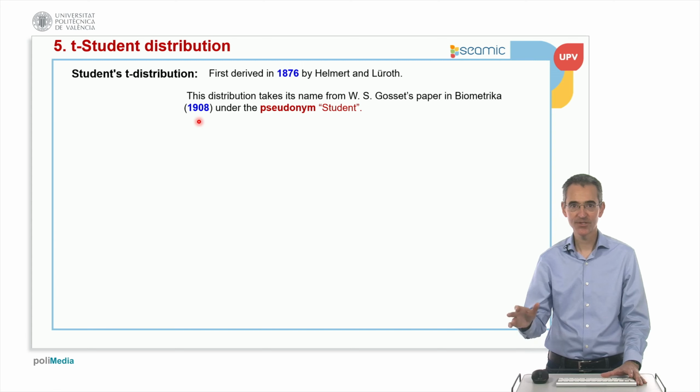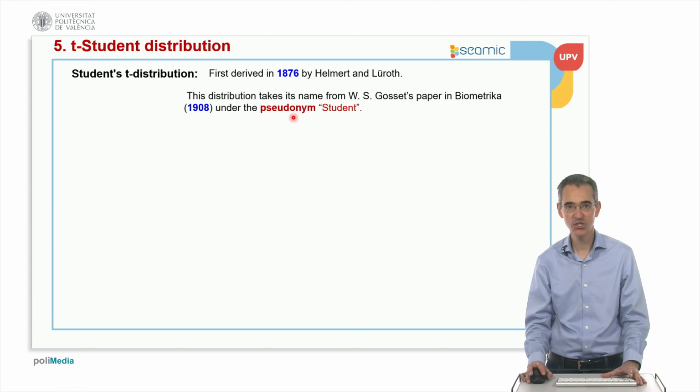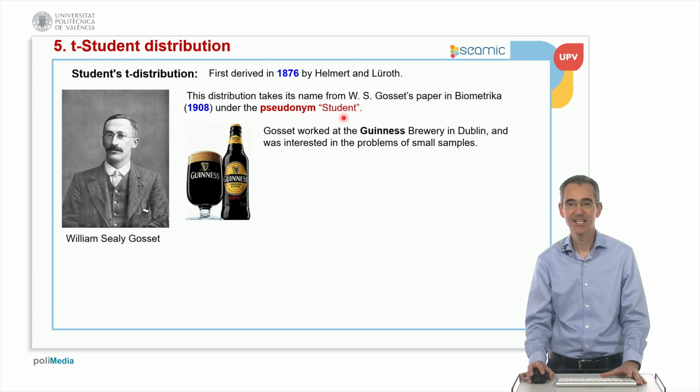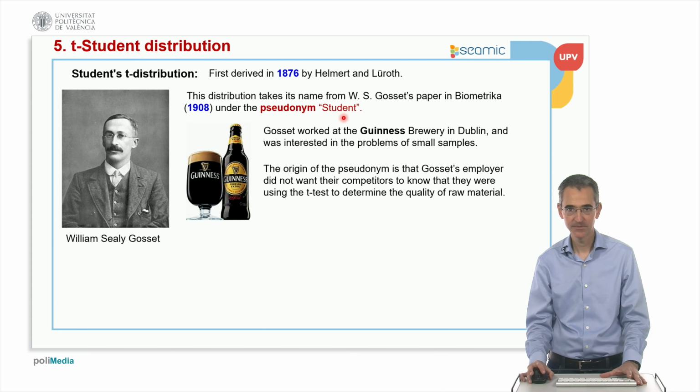So this author, Gosset, published that paper using the pseudonym Student. He did not use his real name, but he used a pseudonym. This is a picture of Gosset. The reason is that Gosset worked at the Guinness brewery in Dublin, and he was interested in problems of small samples. So why did he use the pseudonym in this paper?